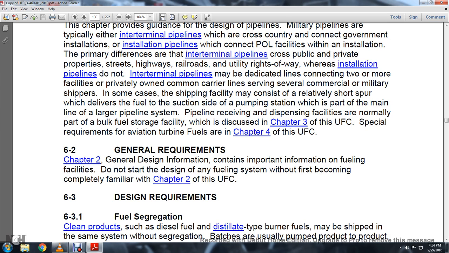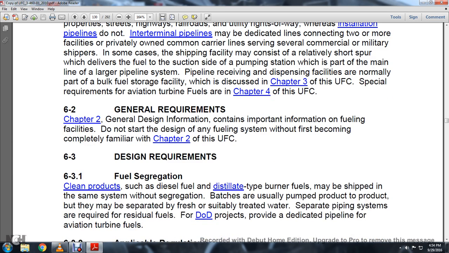6.2 General Requirements. Chapter 2, General Design Information, contains important information for fueling facility design. Do not start the design of any fuel system without first becoming completely familiar with Chapter 2 of the UFC.